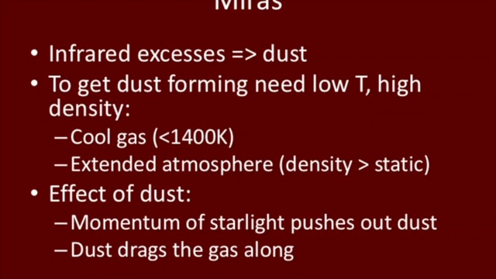Once you have dust, magic happens, because the dust is very opaque to starlight. It absorbs or reflects the starlight. It picks up momentum from that process. It gets pushed out from the star. It interacts with the gas and drags the gas along, and voila, you have mass loss. So once you can have dust, all sorts of fun stuff happens.